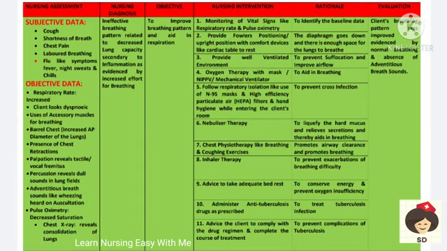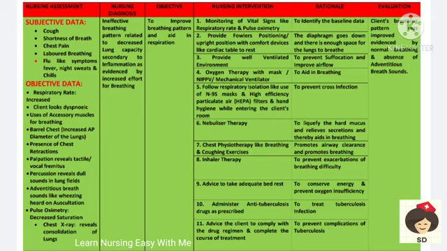Next diagnosis is ineffective breathing pattern related to decreased lung capacity secondary to inflammation, evidenced by increased effort of breathing. So the objective is to improve the breathing pattern. Here the patient may have shortness of breath, labored breathing, dyspnea, tachypnea, etc. So we have to monitor the vital signs, respiratory rate and pulse oximetry for oxygen saturation. And Fowler's positioning should be provided, a well ventilated environment and oxygen therapy with mask.